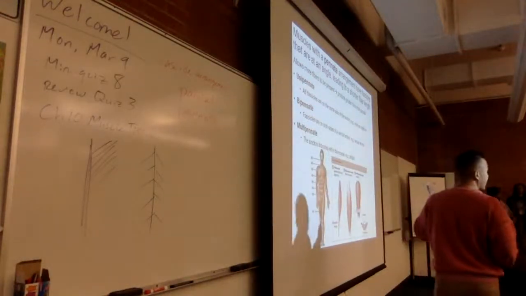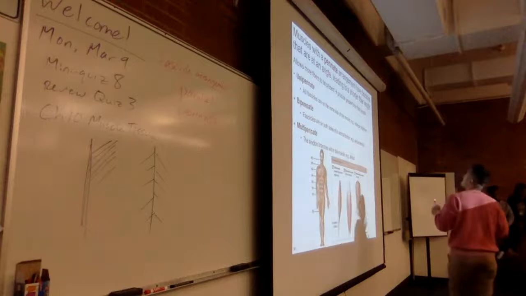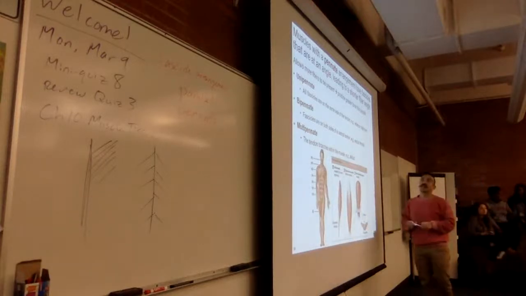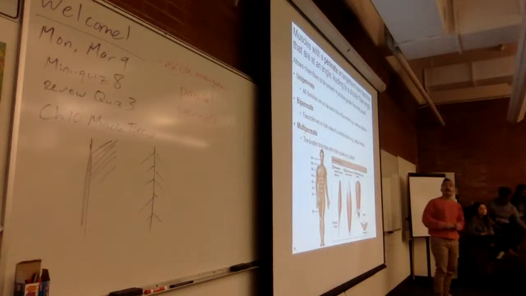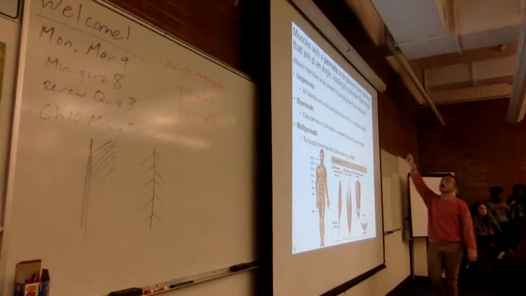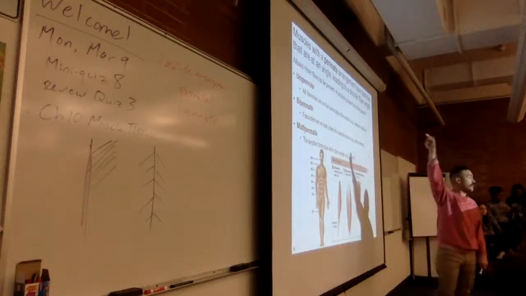So the fascicles are arranged at an angle, which means now the fibers are shorter than in, say, parallel muscles. With shorter fibers, there's greater force.